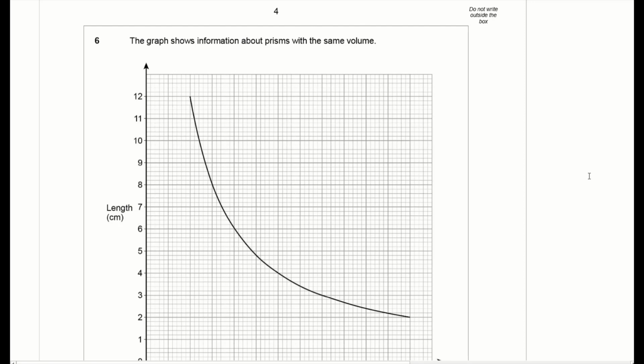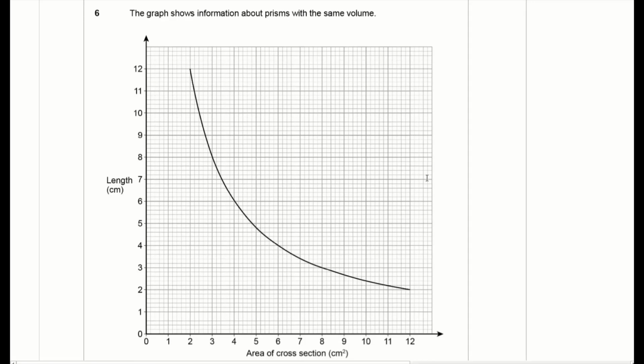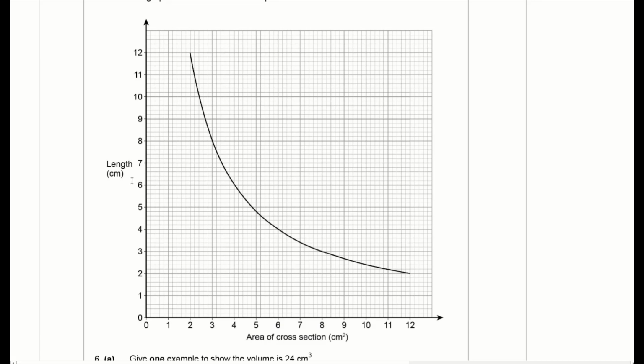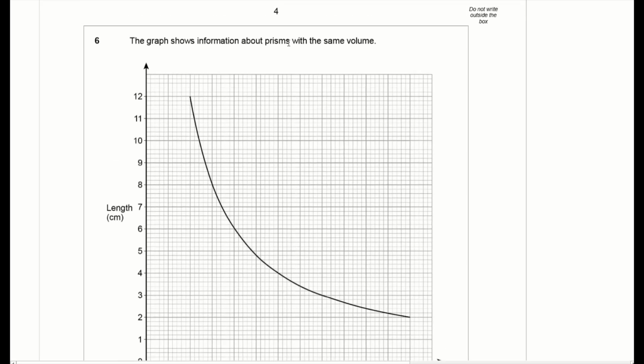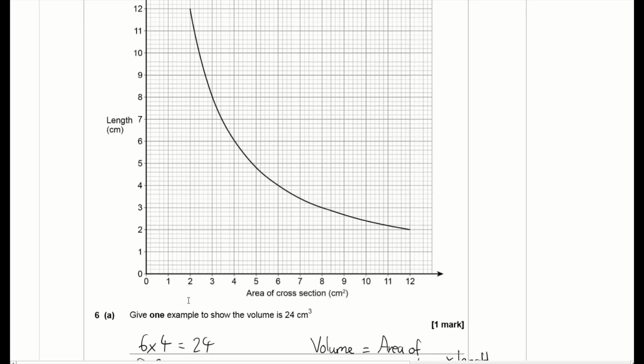Question 6. The graph shows information about prisms with the same volume. So we have a graph here with length measured in centimetres and area of cross-section measured in centimetres squared. The main point is that the prisms all have the same volume. Now we're asked here to give one example to show the volume is 24 centimetres cubed.